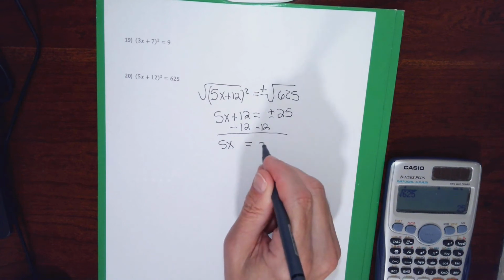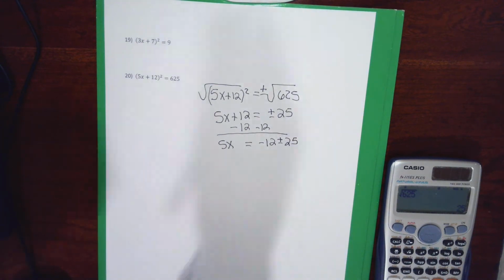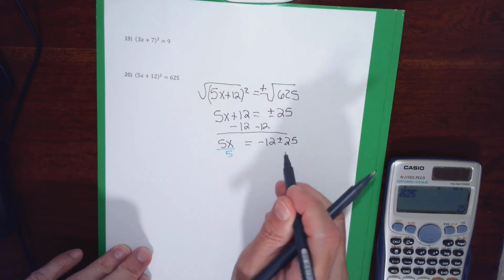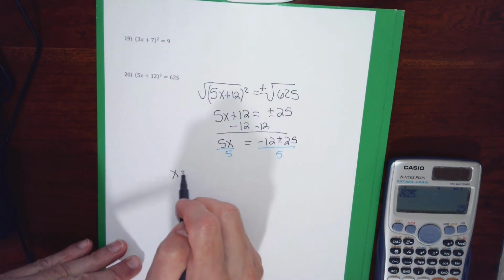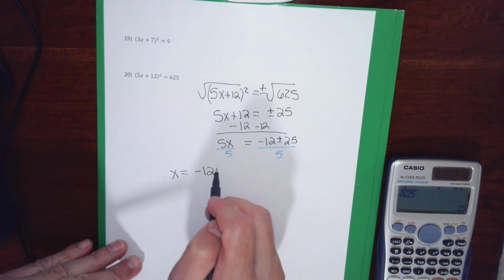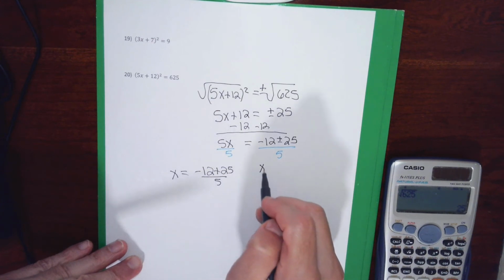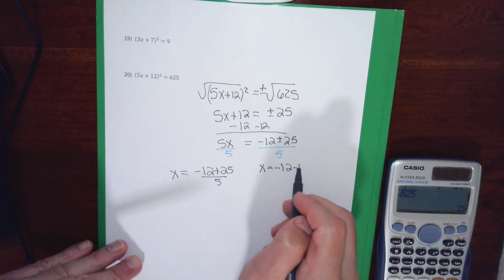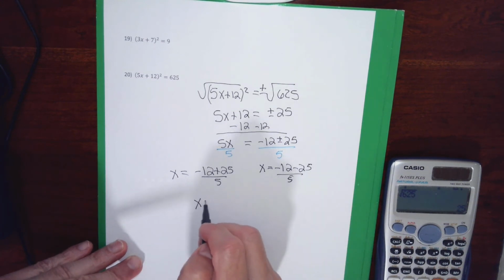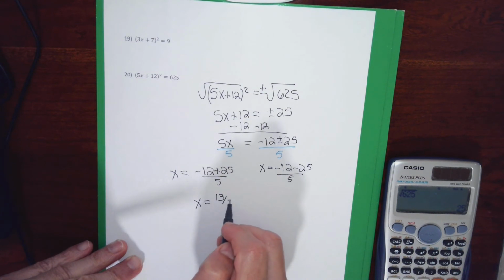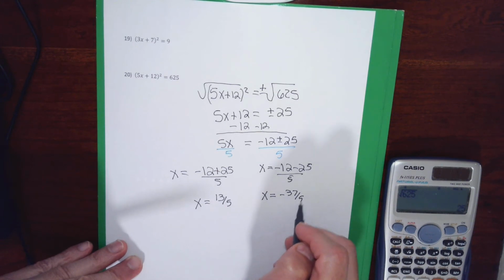So now I get 5x equals negative 12 plus or minus 25. And it's preferred when I go to solve this to make a big fraction on the right-hand side. I'm going to write this as x equals negative 12 plus 25 over 5, and x equals negative 12 minus 25 over 5. The first fraction comes out to be, if I'm doing it in my head right, 13 over 5. The second fraction, I believe, comes out to negative 37 over 5.